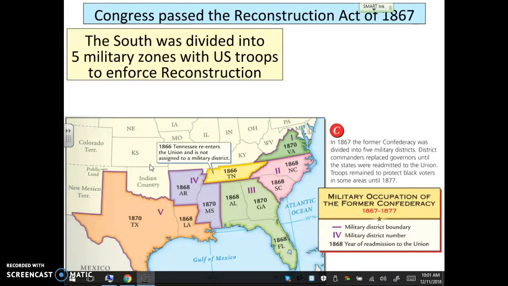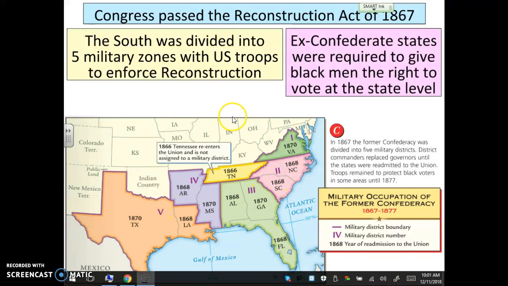So from here, Congress will pass the Reconstruction Act of 1867. What this essentially does is break up the South into 5 military zones, and you can see where they are pictured here on the map, where Virginia is one, and then North and South Carolina is the second one, and then you can see the other ones that follow.